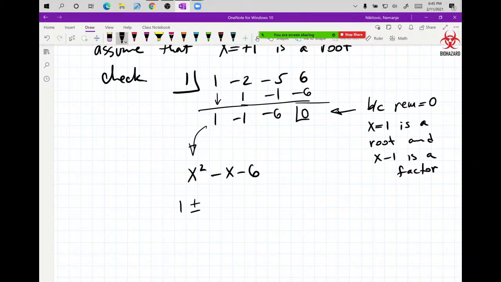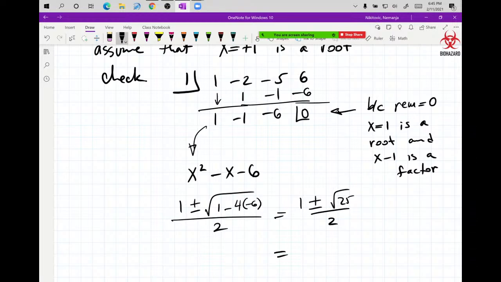So that's negative b, which is negative, and negative is positive. Negative 1 squared is 1, minus 4ac, so that's a negative 6 there, over 2. And 1 plus minus, that's a negative 24, positive 24, positive 25 over 2. So you are getting over here 1 plus minus 5 over 2. Boom, boom. 6 over 2 is 3, and negative 4 over 2 is negative 2.